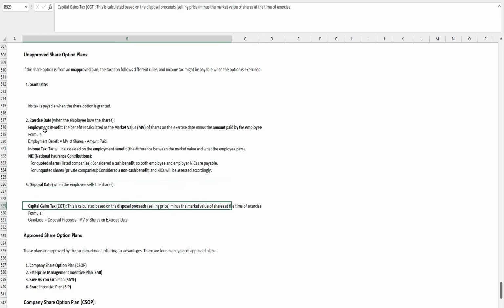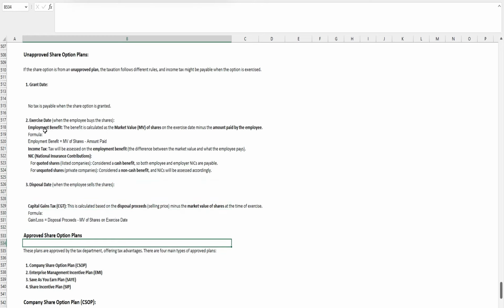Okay, now the disposal date. When employees sell the shares, the rule is the same. CGT will arise, and how will it be calculated? The difference between the disposal proceeds, the so-called selling price, less the market value of the share at the time of the exercise. Whatever the gain or loss arising, CGT will be charged on that.